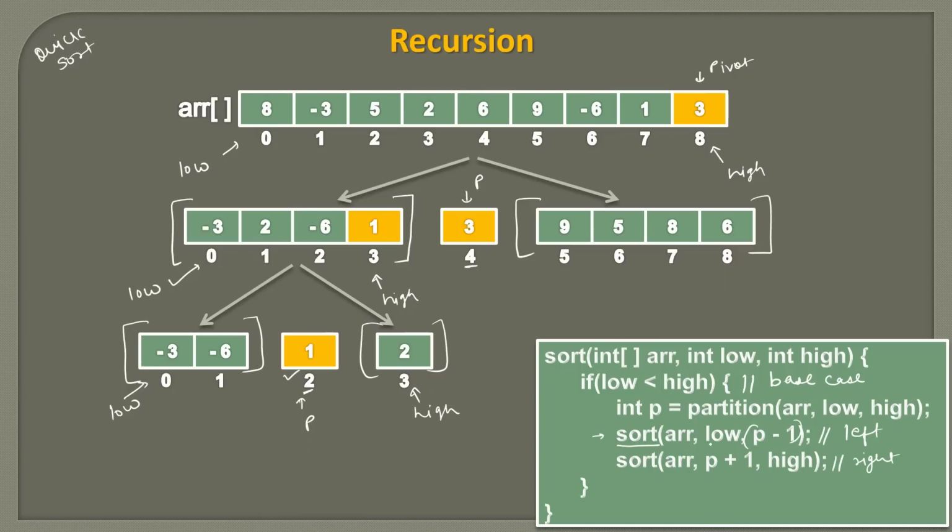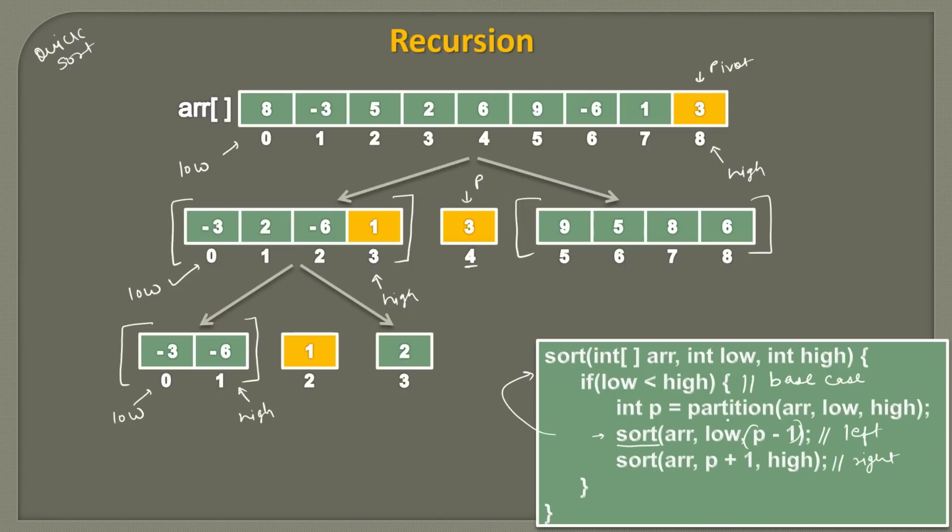So we again call the sort method from low to p minus 1, which means we are taking the left side of the array. So when this sort method will be called again, low will be at the same spot but high will become this spot. So it means now we are actually picking up these 2 elements and we are trying to sort them and we are trying to apply this logic. So this will be our low and this will be our high. Low is less than high. So it means we have 2 elements, so we can again do the partitioning of the array from low to high.